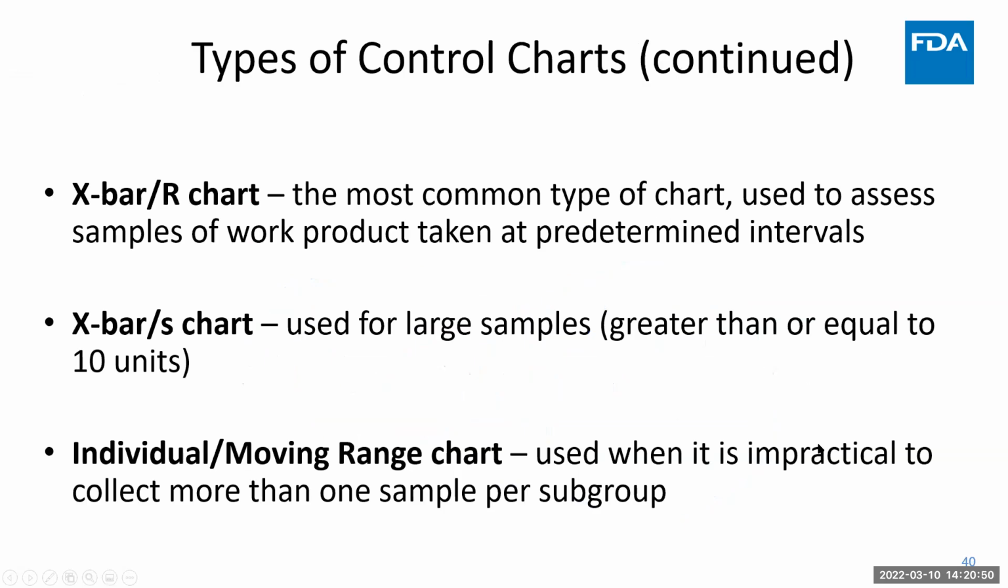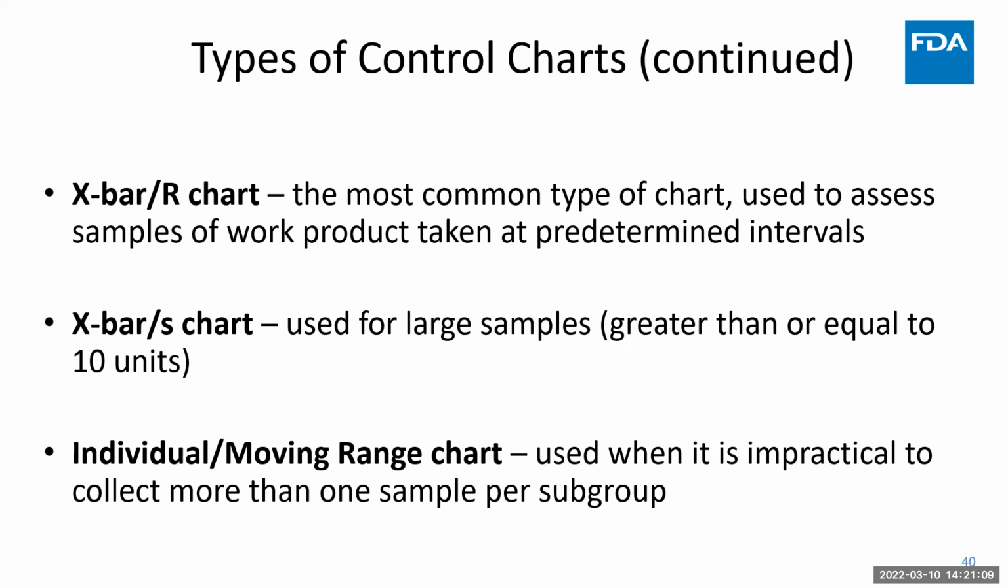Now, these rules all exist in the context of different types of control charts. The classic control chart is the X bar R chart. This is the average and range chart. These are the most common types of charts. They're used to assess samples of work product taken at predetermined intervals.